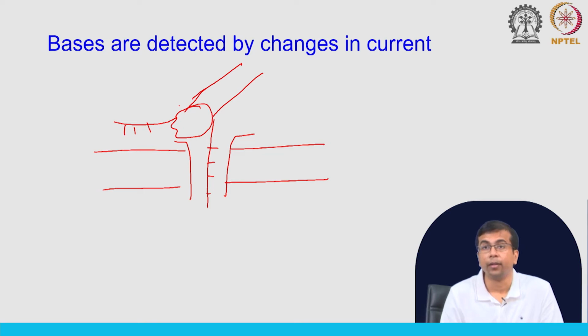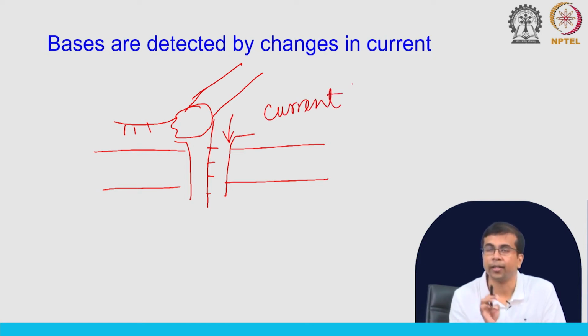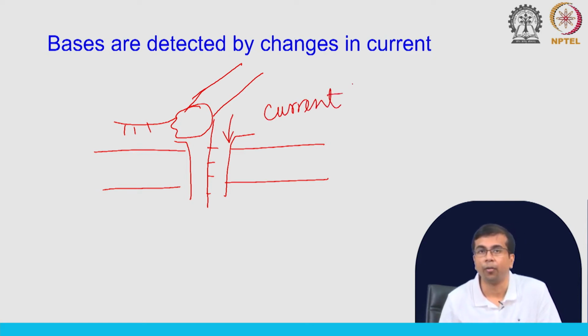Now, how do you actually detect these bases? As I said, this is direct DNA sequencing. So, how do you actually detect this? It turns out there is a current that is applied across this nanopore. It is a picoampere current, a very small amount of current applied through this nanopore. When these DNA bases are passing through the nanopore, they lead to some change in the current, and this change is dependent on the sequence of DNA that is passing through the nanopore.